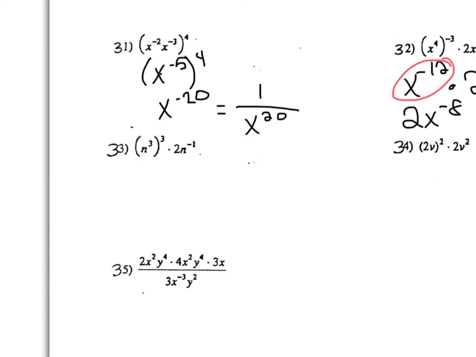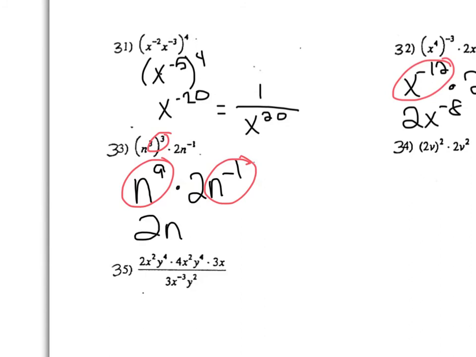33, again, we still have some multiplying to do before combining my like bases. So this n should have become n to the 9th times 2n to the negative 1. Combine my like bases here. We're multiplying, so we're going to add the exponents. Bring down that 2 again, and I have n to the 8th, 9 plus negative 1. My exponent is no longer negative, so there's my final answer.